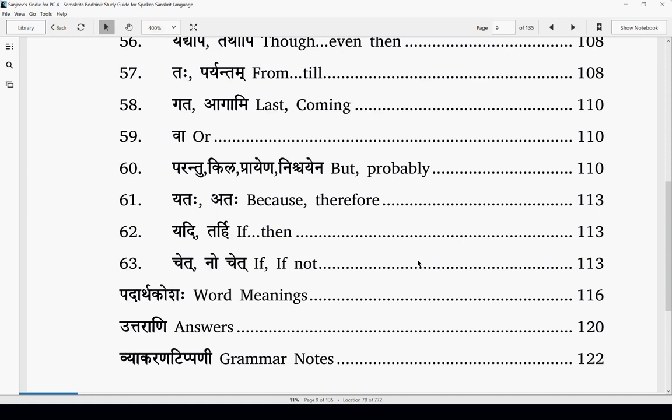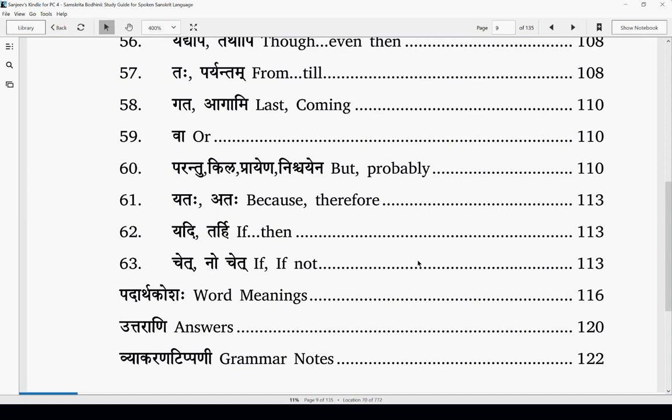Yadi tarhi. Similarly, yadi, if, tarhi, then. Yadi something happens, tarhi something happens. Yadi vrishti bhavati, tarhi vrukshaha phalanti. Yadi abhyasam karomi, tarhi uttirnaha bhavami.